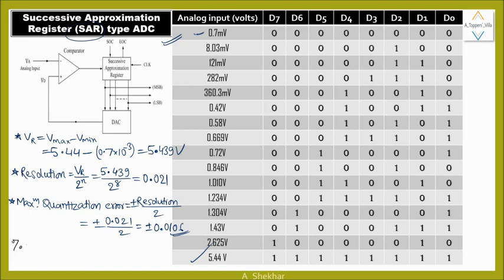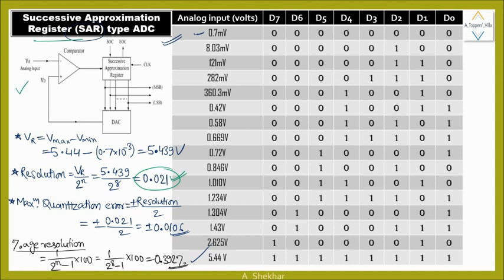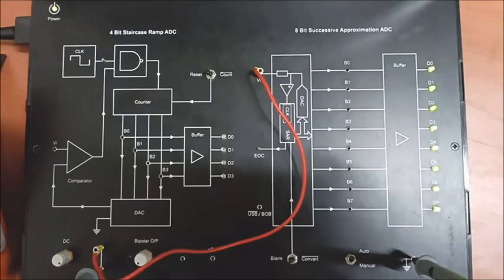Here you can also calculate this percentage resolution by using this formula 1 upon 2 raised to power n minus 1 into 100. So for this 8-bit SAR type ADC, this percentage resolution will be 1 upon 2 raised to power 8 minus 1 into 100. That will be 0.392%. So here you can see the value of resolution in case of 8-bit SAR type ADC is lesser. So here in this SAR type ADC, the speed is improved and the accuracy is improved.